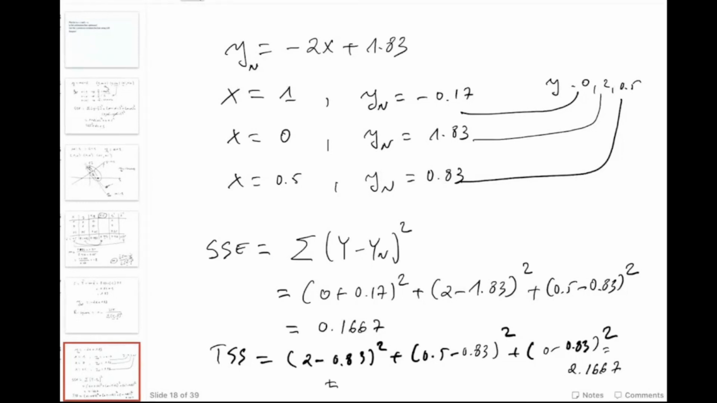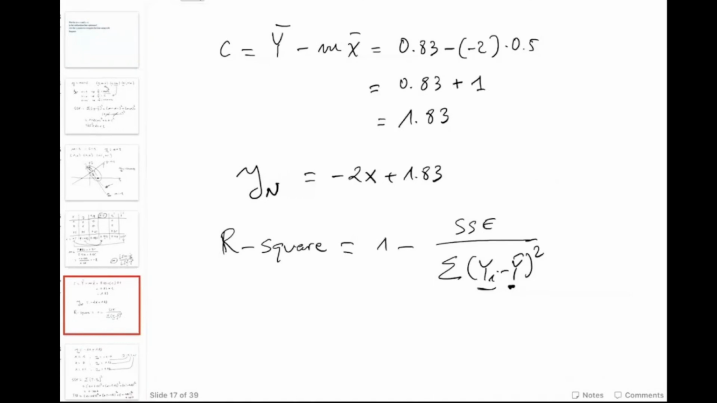We can then go back here and say, okay, now we know those two numbers. If we say 1 minus 0.1667 divided by 0.21667, this will give us 0.92, which is very close to 1, indicating that our new line is a good fit.